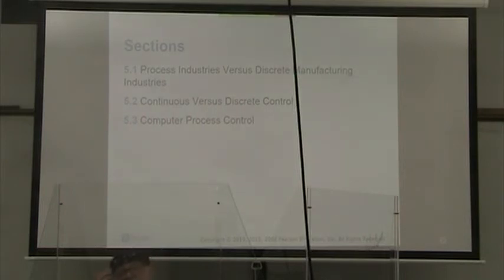All right. So here we're going to talk about control systems. So there's process industries versus discrete manufacturing. We've talked a little about that. Continuous versus discrete control, and computer process control. And I'm really worried about doing this part that Camille will come out and say, "You're wrong, you're telling it wrong."